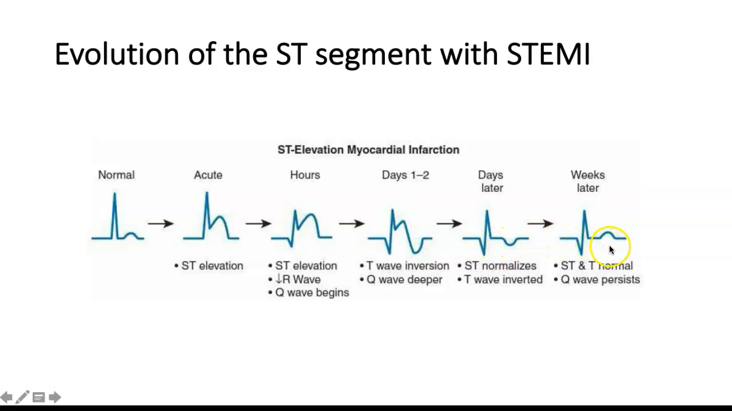Weeks to months later, if there is a Q wave that is formed, a pathologic Q wave can persist and the ST segment and the T wave will return to normal. Again, missing from this progression would be hyperacute T waves, which would fall right in here. But we often don't see those because those are at the time of presentation and may not be captured at the hospital.